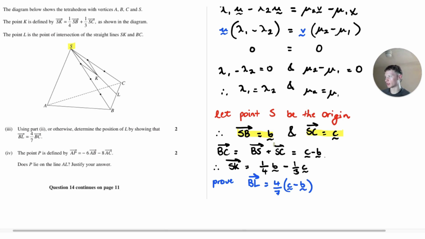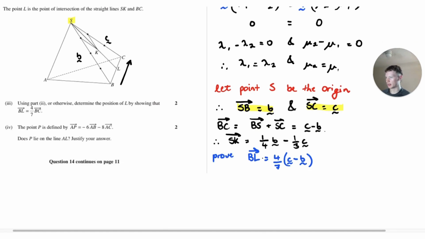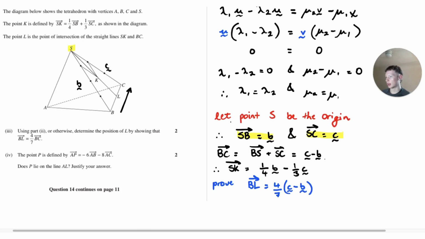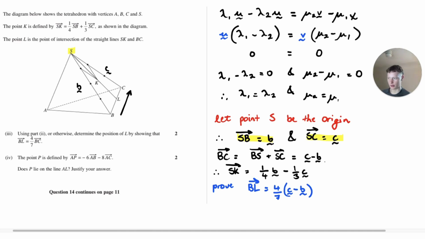So I've just defined S as the origin. Then from the origin, SB is B, SC is C. So B over here, C over here. Furthermore, that must mean that to go from B to C, we've got to go BS, SC. So it's going to be C minus B. So that's how I've defined BC here. And in light of the two position vectors I've used, this line S to K is a quarter of B minus a third of C. Sorry, plus a third of C.